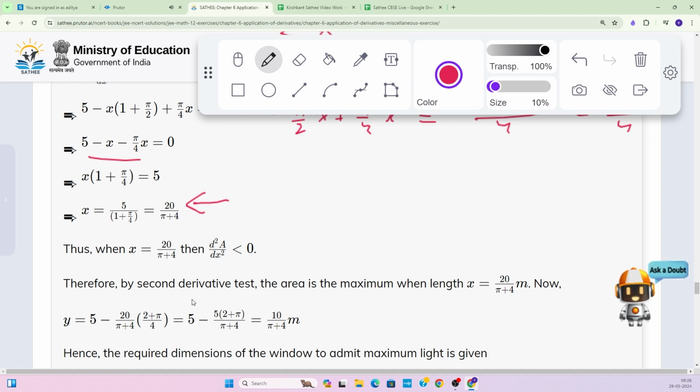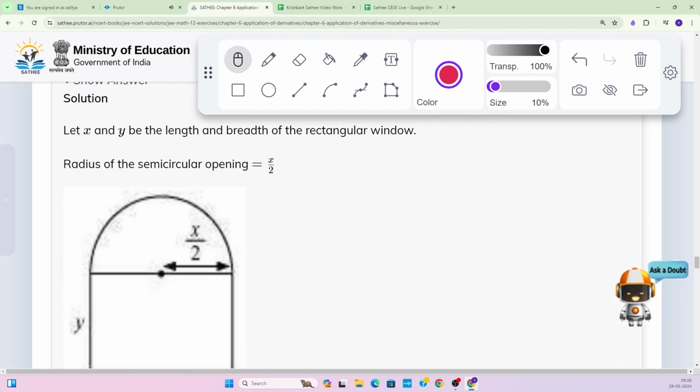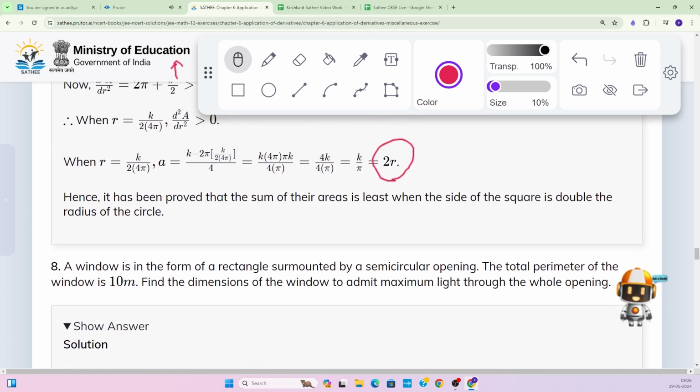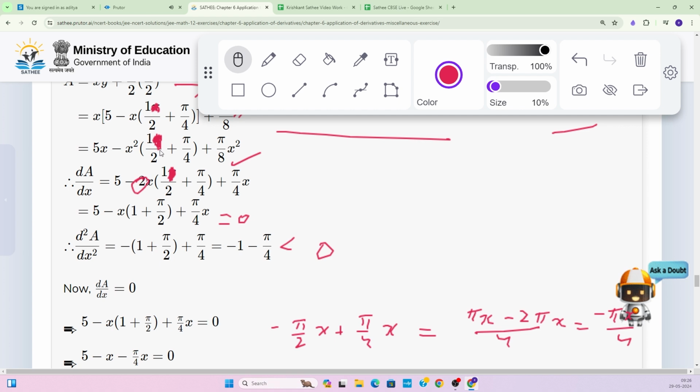Okay, so x will be this, and if you want to know the y, so put the y value, sorry, substitute your x value in expression. In the expression you will get y as 10 divided by pi plus 4. Okay, I hope it is clear to you this. Okay, clear. Okay, let us move next. Please do these the corrections.